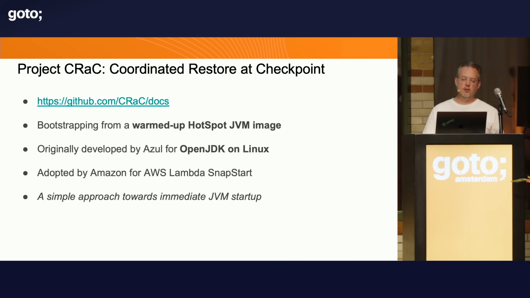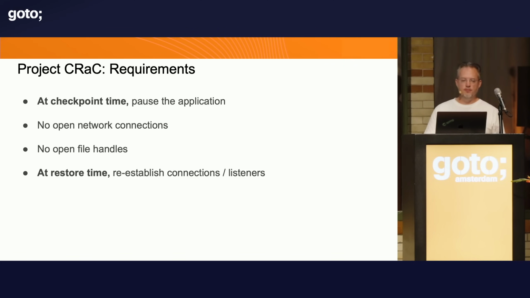You might have heard of AWS Lambda SnapStart, a similar approach there, and that's something we're also looking into for 6.1. Now the requirements: at this checkpoint, you have to basically pause the application. You have to make sure you don't have any open network connections, no open file handles. You have to make sure your Spring beans are stopped, not trying to process something. And then at restore time, you want to reestablish all those connections, those listeners, restart those beans, etc.